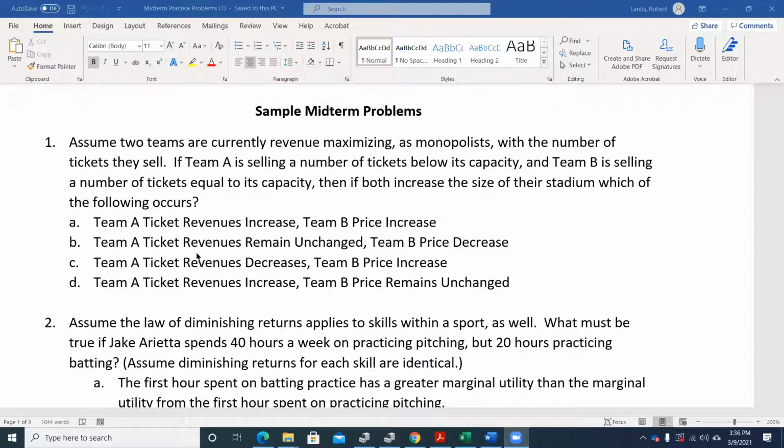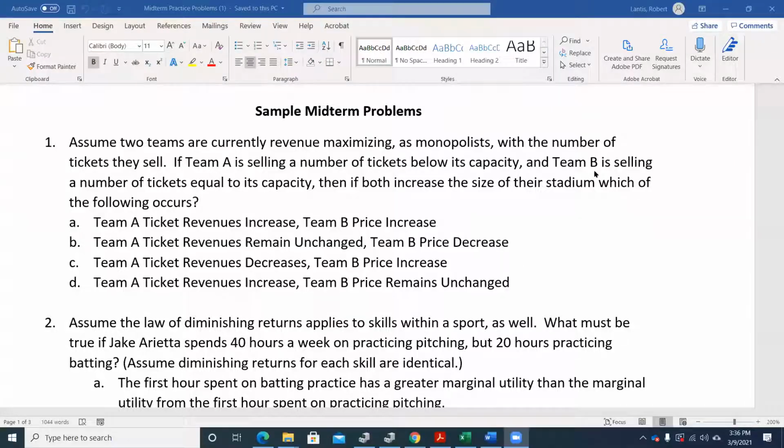We have options saying revenues are going to go up, down, or remain unchanged. We have options about price changes for team B. But let's just think through the entire scenario. And I already forgot, was it team A that was below capacity? So team A is below capacity. Team B is selling equal to its capacity.